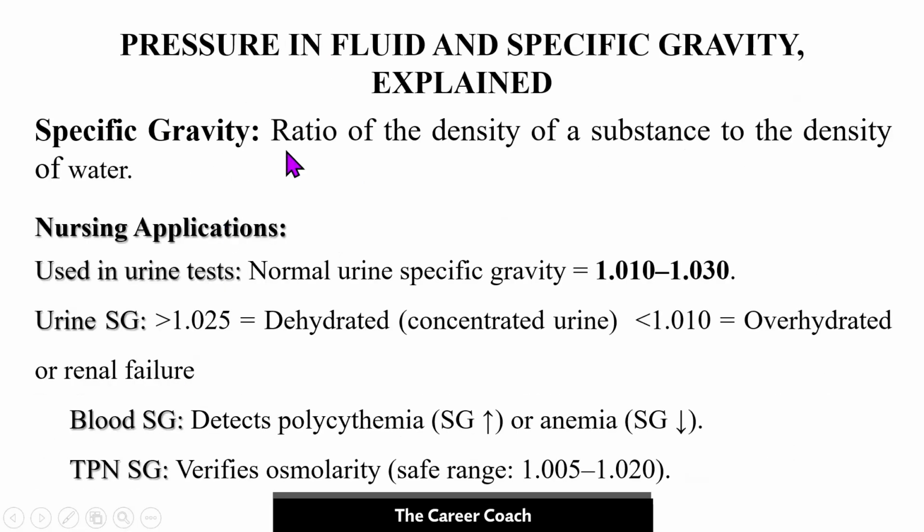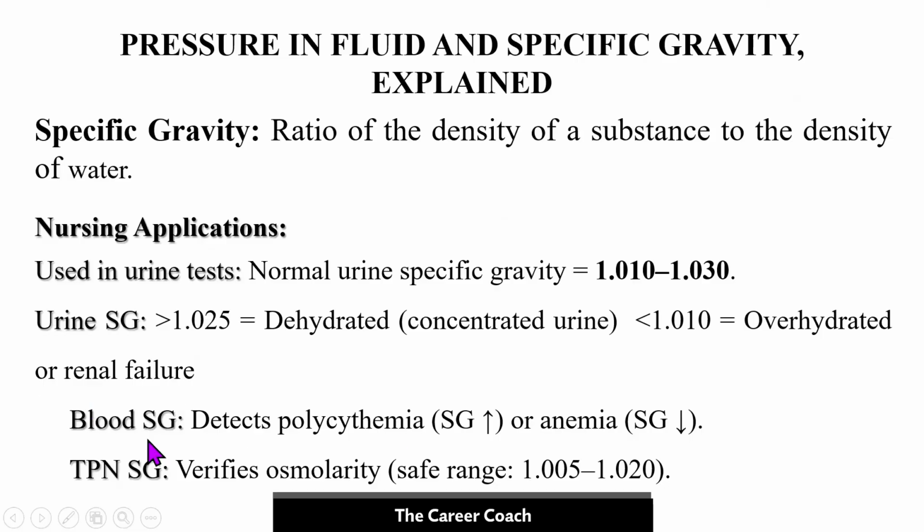Specific gravity. Specific gravity is the ratio of the density of a substance to the density of water. How does this apply to nursing? It is used in urine tests. Normal urine specific gravity is 1.010 to 1.030. Take note. Urine specific gravity that is greater than 1.025 is dehydration. So it means that the urine is concentrated. If it is less than 1.010, it means the person is overhydrated, and that could be a sign of renal failure.